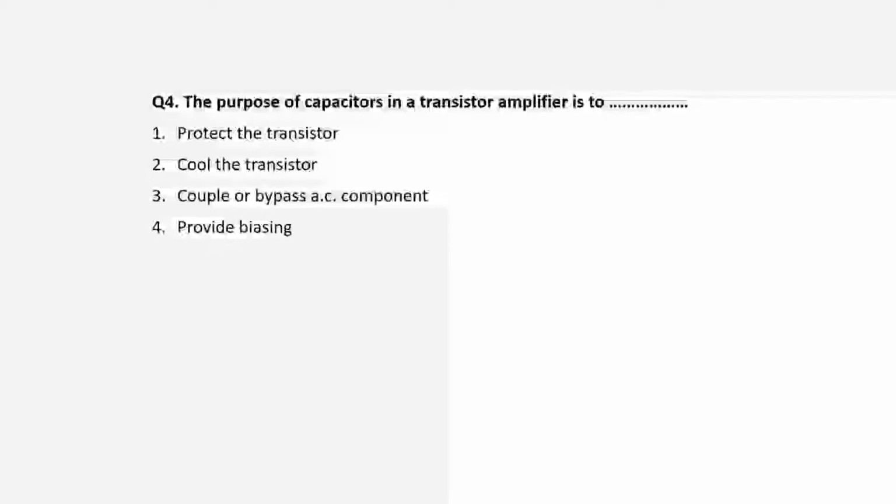So this is the next question. The purpose of the capacitor in a transistor amplifier is to. We are using different types of capacitors in transistor amplifiers, but the basic purpose is that it couples or bypasses the AC components. We know in an amplifier we use an input capacitor, coupling capacitor or emitter bypass capacitor, but more or less the function of each one is to couple or bypass the AC components.